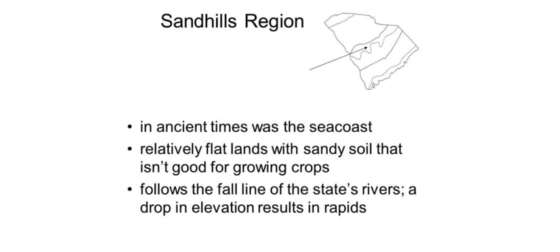All right, the first region that we're talking about today is the Sandhills region. Here you see it right here in the map. It's in the middle of our state. In ancient times, so a long time ago, this was the seacoast. So if you think about where the ocean is now, a long time ago, it was all the way up to here. So if we'd lived back then, that's where the ocean would have been.